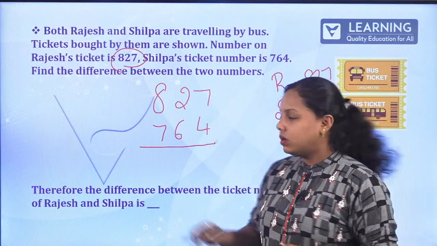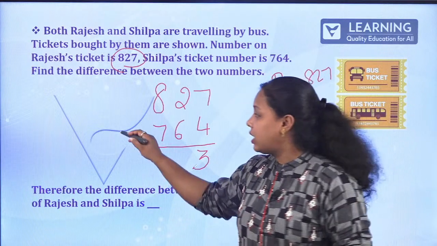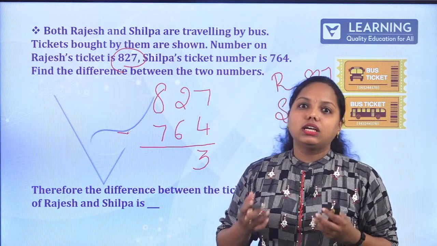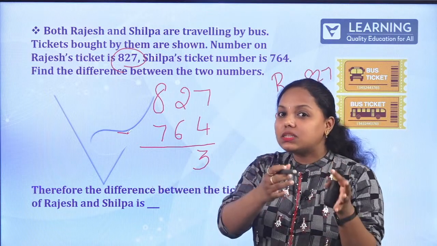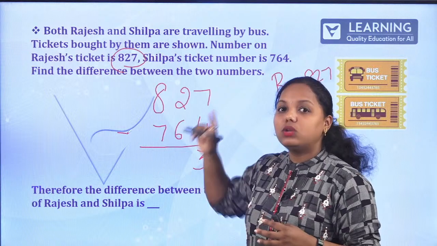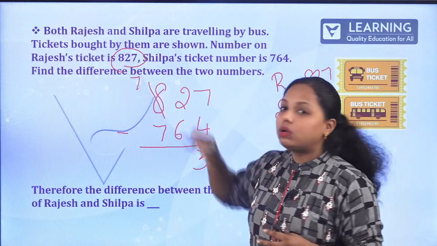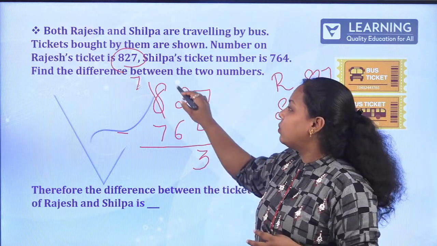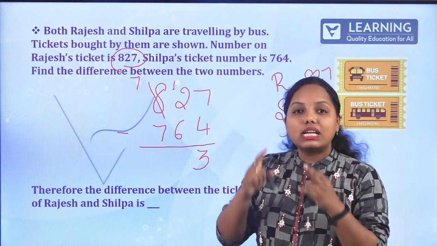7 minus 4 will give me 3. Now 2 minus 6. Can I do 2 minus 6? I obviously can't. So I have to take one from the next place value. Which is the next place value? Hundreds. So if I take out 1, this will be 7. And now this will be 1. How do you read it? It is 1, 2. That is 12.